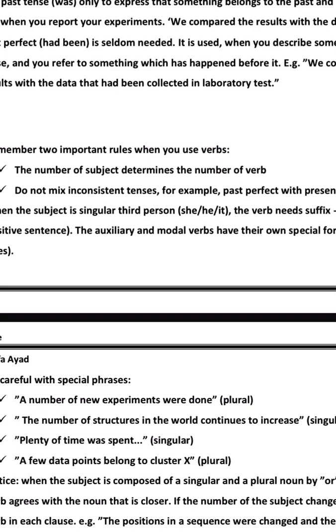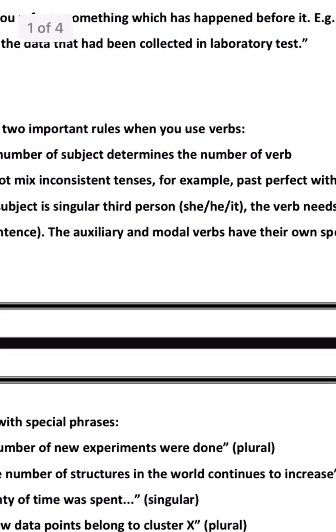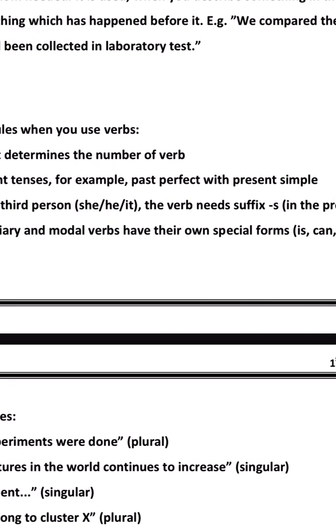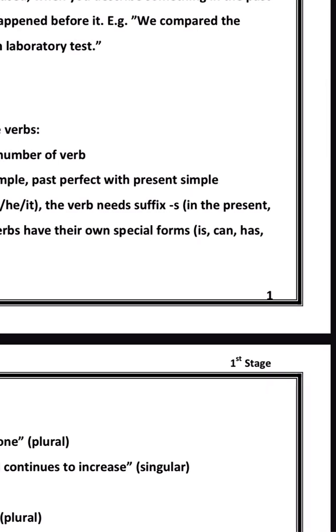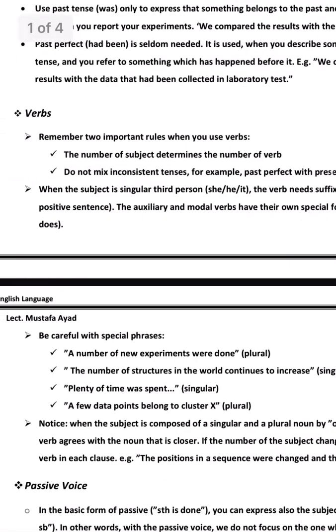The auxiliary verbs and modal verbs have their own special forms. Is and are are used with the present. Is for he, she, it. Am for I. Are for they, we, you. Okay. Each of these auxiliary verbs has its own form. We also have has and have: has with he, she, it.